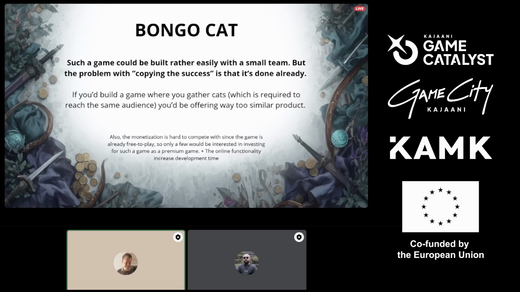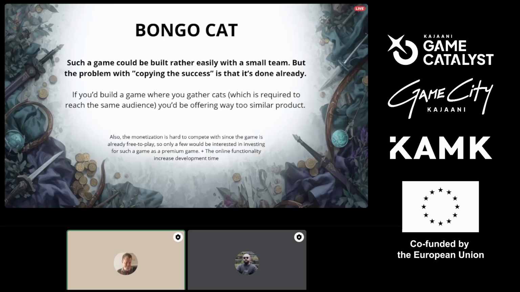So a Bongo Cat type of game could easily be achieved with a small team, but the problem with Bongo Cat and copying the success is that it's done already. And this kind of game is so unique that if you would be copying that idea, you would be making two similar games, which would make yourself feel bad, but could also publicly make you look bad if you made something too similar to that.